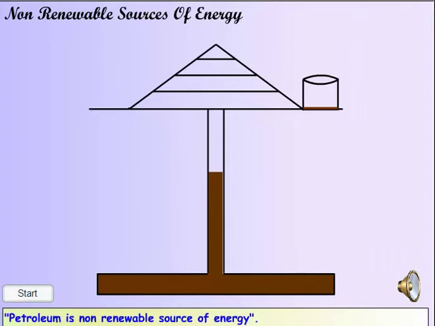Non-renewable sources of energy are those which will get scarce as time goes on. Non-renewable energy comes from fossil fuels like crude oil, which were formed from dead sea plants and organisms millions of years ago. Petroleum is obtained from the earth by drilling.